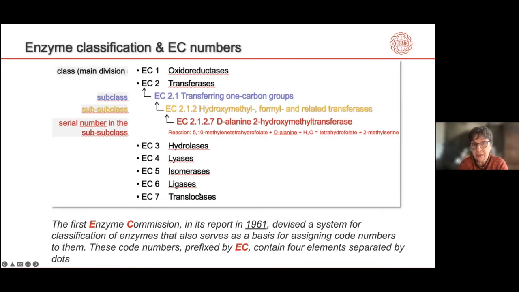These code numbers, prefixed by EC, the EC number, contain four elements separated by dots. What is important in the enzyme classification is that it's a classification with a fixed depth. We have only four levels. We have seen the first level; then for example, in the main class of transferases, the subclass 2.1 is the enzymes that are transferring one-carbon groups. In this subclass, this is the subset of enzymes that are acting on hydroxymethyl, formyl or related molecules. And finally, what we call the complete EC number is a specific class of enzyme that catalyzes a given reaction.